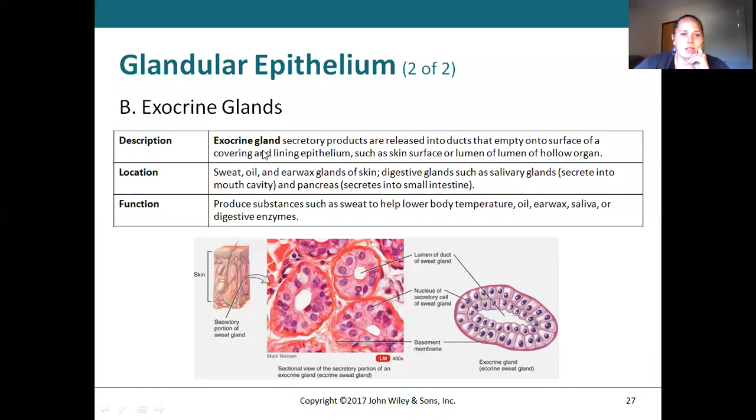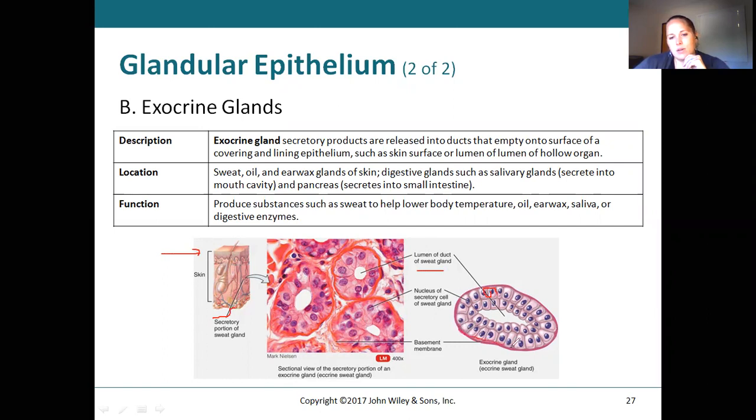So we can see the structure here if we're looking at the secretory portion of a sweat gland. Again, skin or the integumentary system is present here, and you can see a cross-sectional view of the lumen of a sweat gland. So these are, again, cuboidal, and you can see that there are multiple layers here, and the layer closest here is attached to the basement membrane.